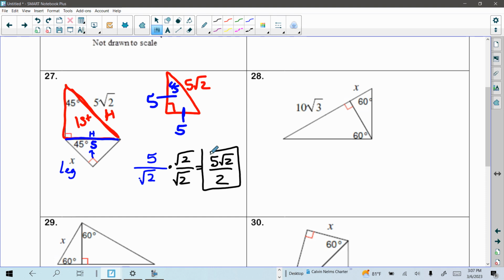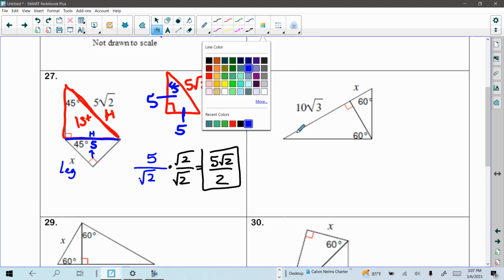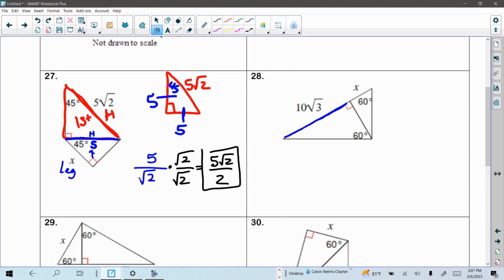For example, on 28 here, we have this 10 root 3. So I'm using this 30, 60, 90 triangle first. And this is a long leg, which means this would be a short leg, and this would be the hypotenuse. If my long leg is 10 root 3, then my short leg is just 10. So now I know the shared side here is 10 in that short leg.